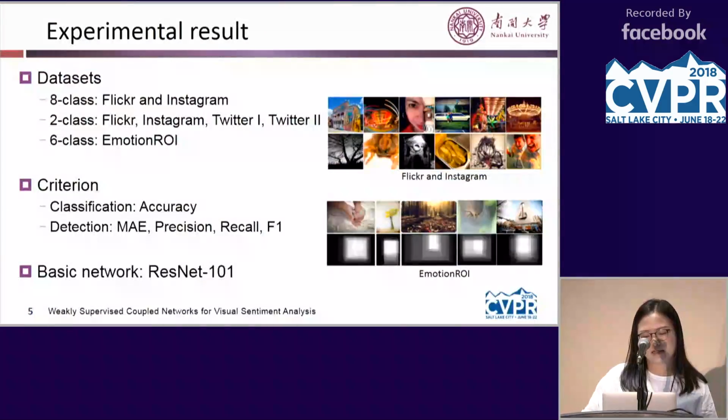And we conduct the experiments on 6 public datasets for the sentiment classification task and evaluate the detection task on the emotion ROI dataset, which is the only dataset that provides detailed region annotation. And our backbone network is ResNet.